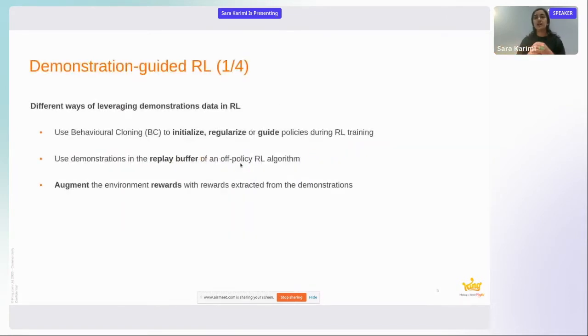Demonstration guided RL is a topic that explores different ways that techniques from imitation learning can be used in reinforcement learning to achieve a better performance and solve challenges. One of these is that we can use techniques like behavioral cloning, which is a technique in imitation learning, for initializing, regularizing, or guiding the policies during RL. The second one is to use demonstrations in a replay buffer of an RL algorithm. And the third one could be, for example, extracting or building a reward function from the demonstrations and combining that with the reward that we get from the environment.